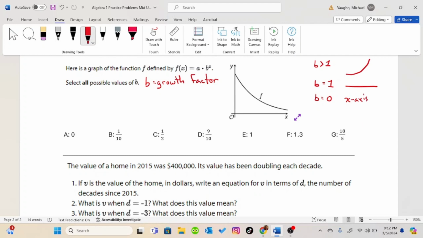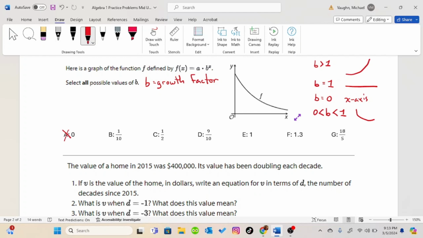What we have here is exponential decay. And this happens when b is between 0 and 1. So we want to look through, and if the choice is between 0 and 1, then it is a possible value. We said it couldn't be 0 because that would just be the x-axis. So A is not correct.